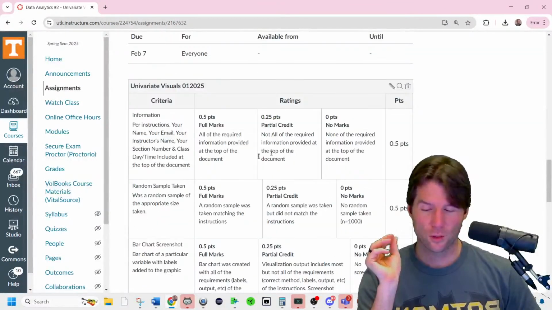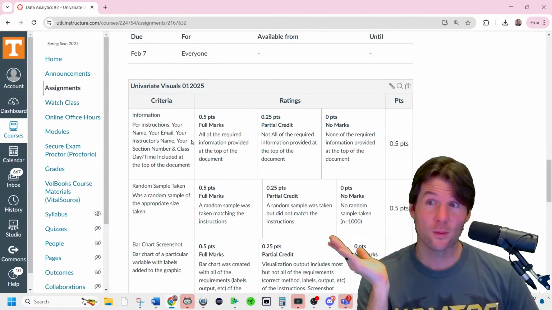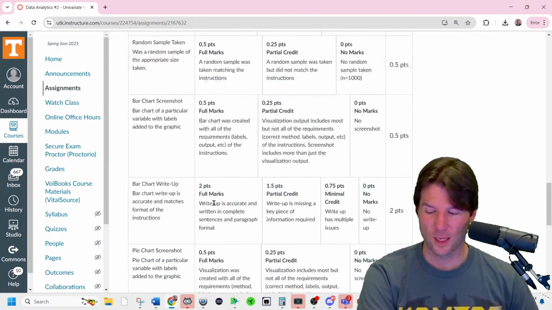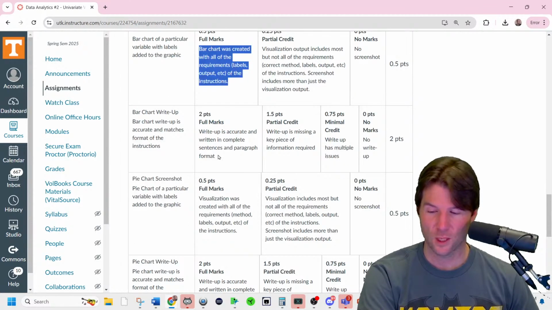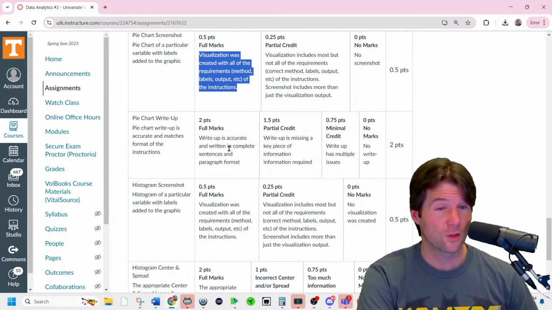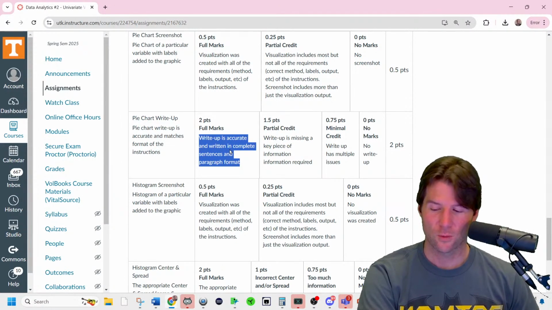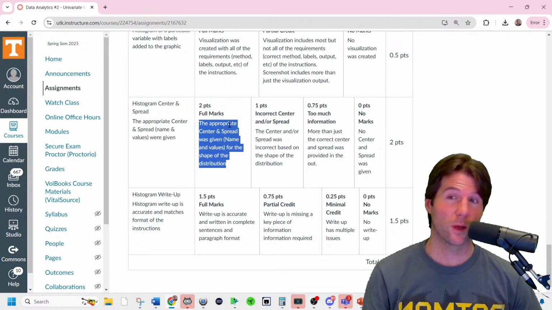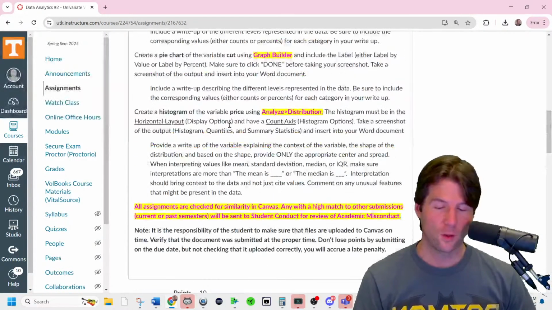So make sure you look at the rubric, because the graders are literally going to be clicking these buttons here. So you'll know you've gotten your points if you do things like take a random sample, include a bar chart screenshot, and then it tells you what the points are if you've done it correctly. Bar chart write-up, pie chart screenshot, make sure you're not doing phone pictures or have extra parts of the screen, pie chart write-up, histogram screenshot, histogram write-up, and correct center and spread are chosen. So always double check the rubric.